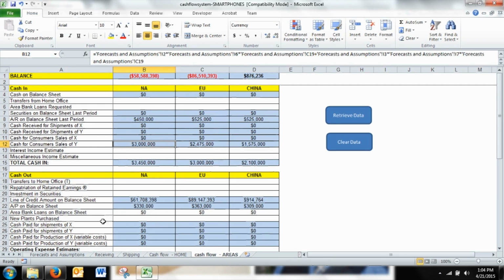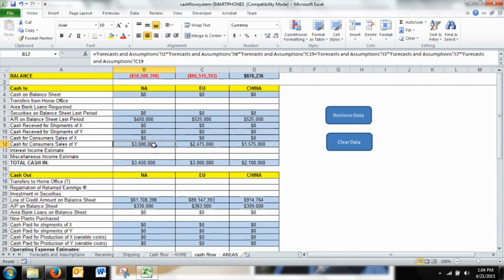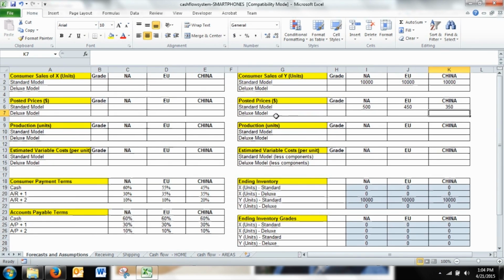Now that's not the 5 million you're expecting to receive, because the consumer payment terms are different for each area. So you only get, for instance, in North America, 60% of that in cash, which is why you only saw 3 million of it coming into cash. The rest would be reflected in accounts receivable on your balance sheet. So you'll get that in the following period. Okay, so that's what we do with assumptions for that.